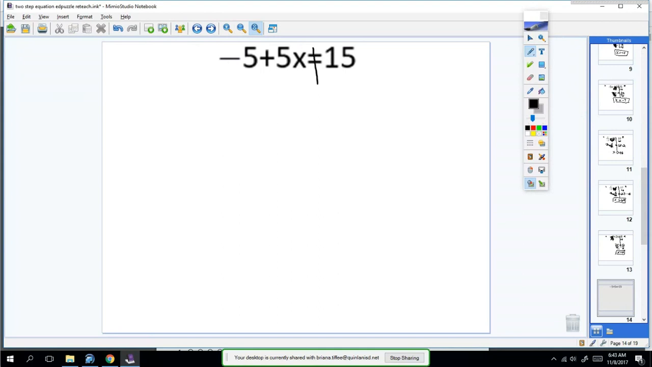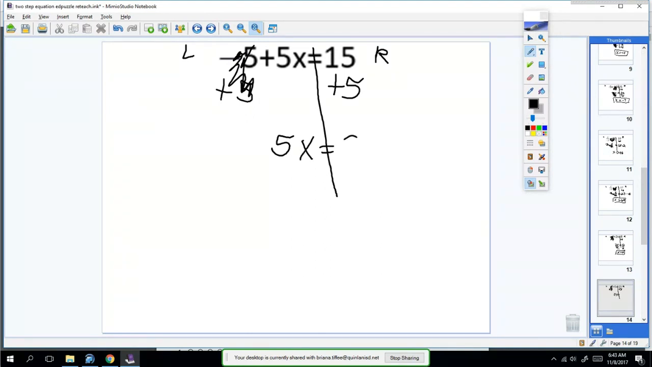All right, you're going to draw your line. You got a left side and then you got a right side. So this is a -5, so that means you're going to add 5 positives to it, to the left side, and then you're going to add 5 positives to the right side. So this cancels out. Then you bring down 5x is equal to 15 plus 5 is 20. So then you're going to divide by 5 to both sides, and x equals 4.